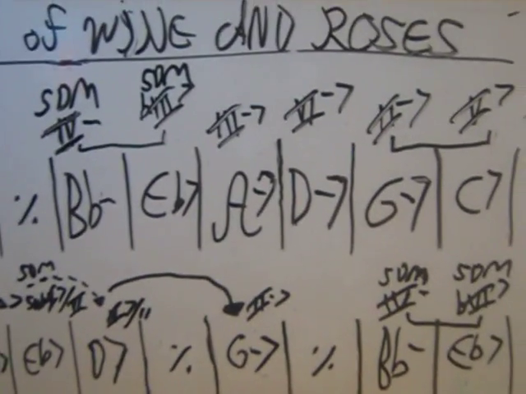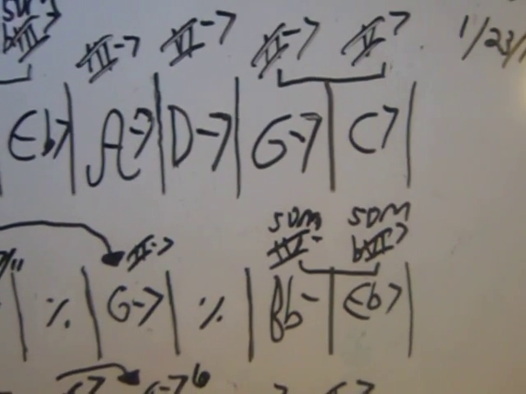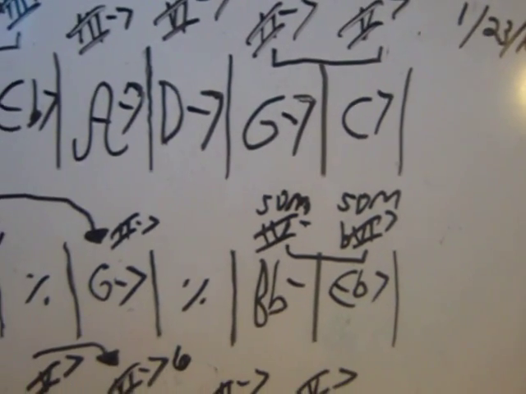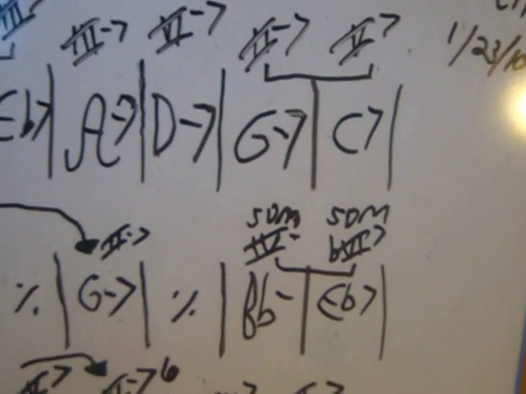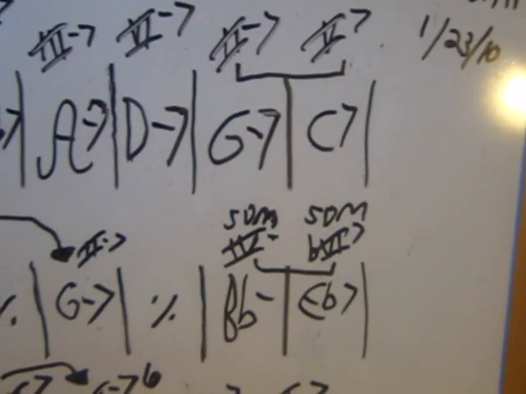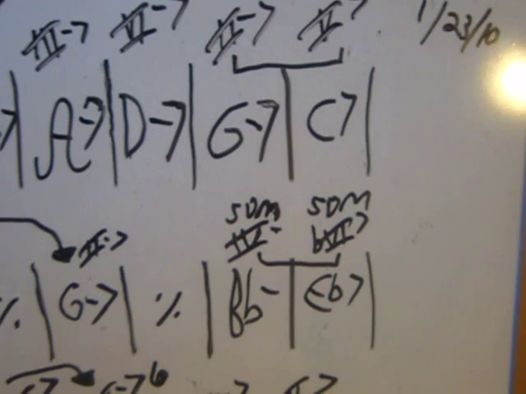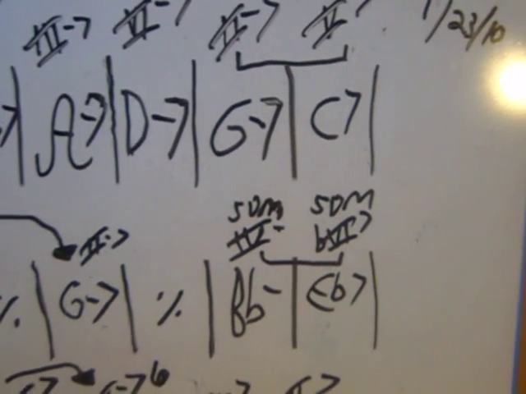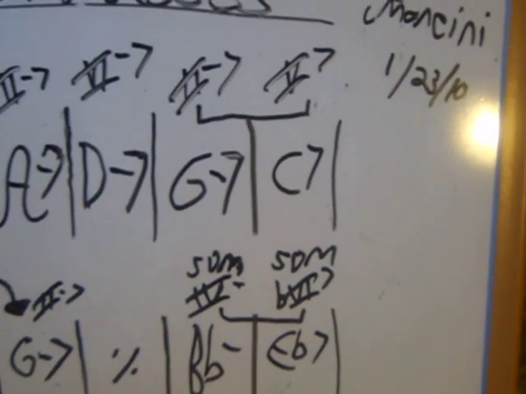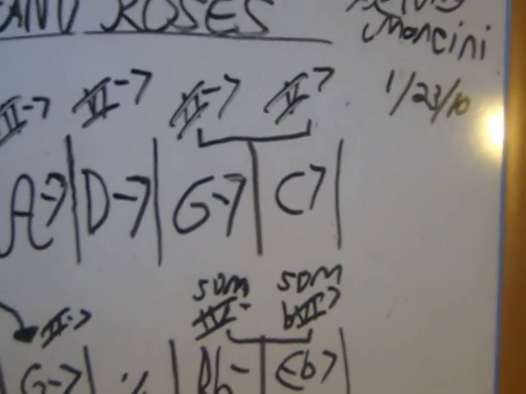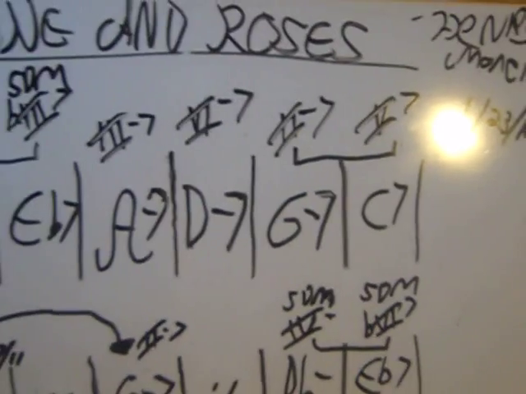A minor 7, that's your 3 chord. D minor 7, that's your 6. G minor 7, that's your 2, and C7 is your 5 chord. That's your dominant chord. It's also known as your primary dominant. Now the 2/5, that's a special type of cadence that's used often in jazz.